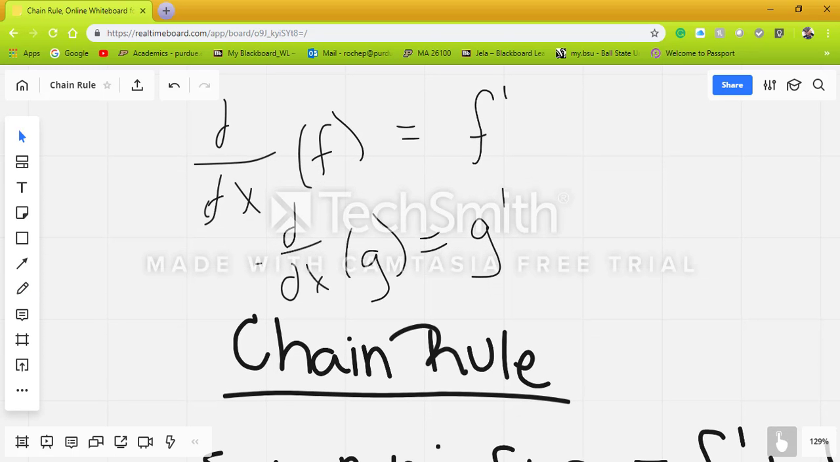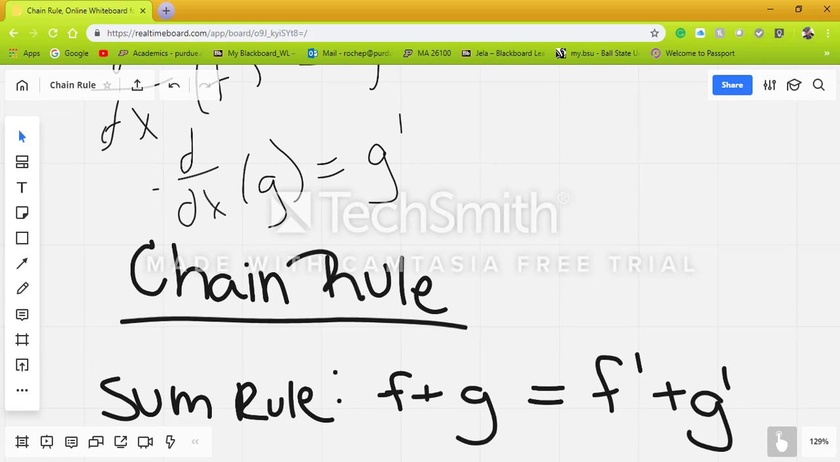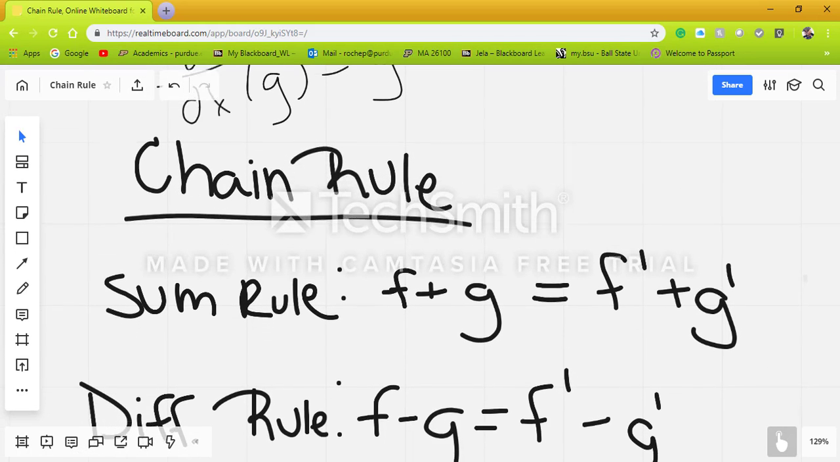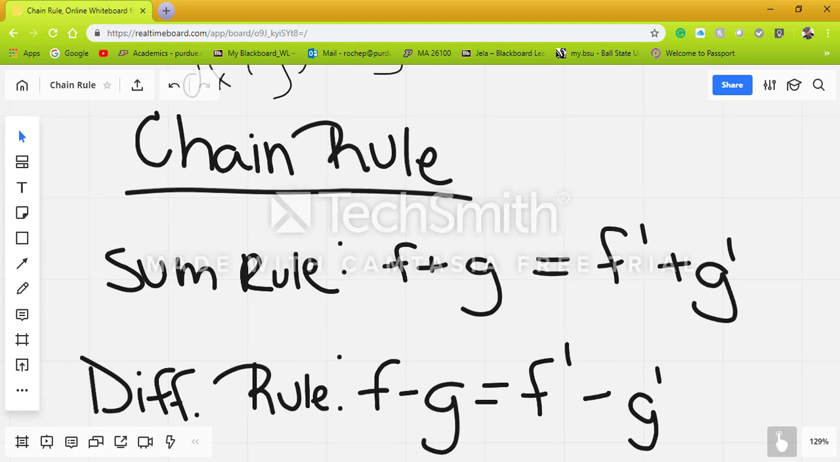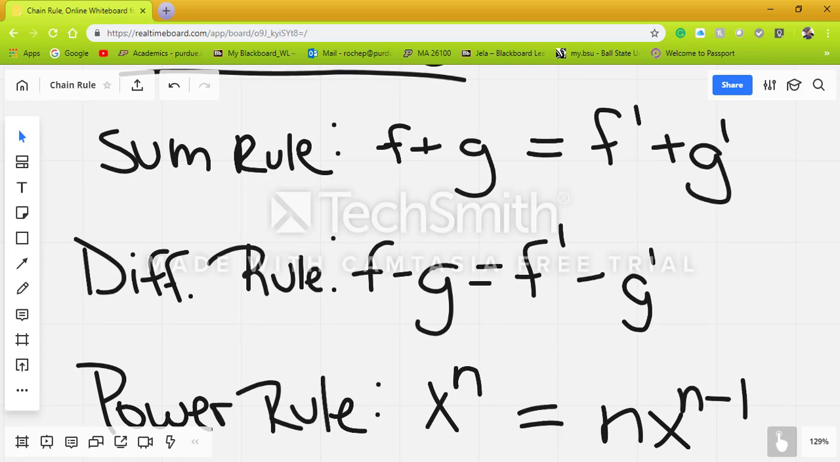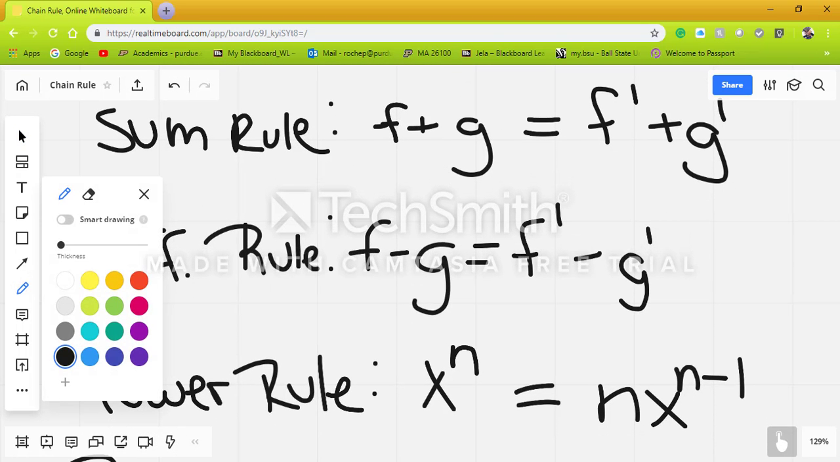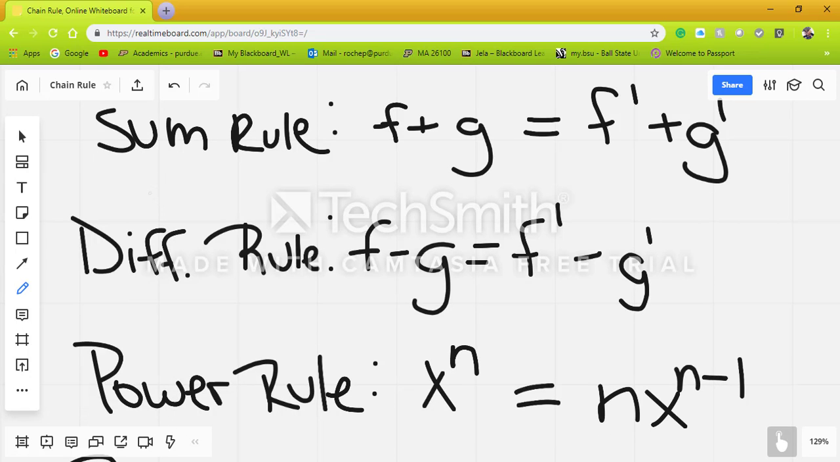Alright, so the first rule that we are going to go over is the sum rule. So that is simply f plus g as seen here, and the derivative of that is f prime plus g prime. Next rule is the difference rule, f minus g, and the derivative of that is f prime minus g prime. Next is our power rule. We use different variables here. We use x and n. And the power rule is simply moving the number n to the front of x. That way it becomes multiplied by x, and it becomes n times x to the n minus 1.